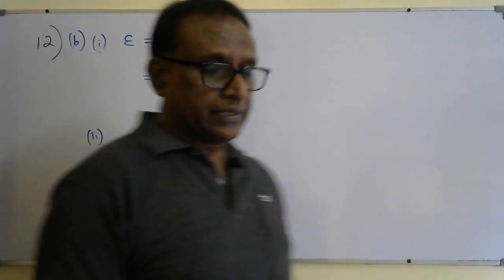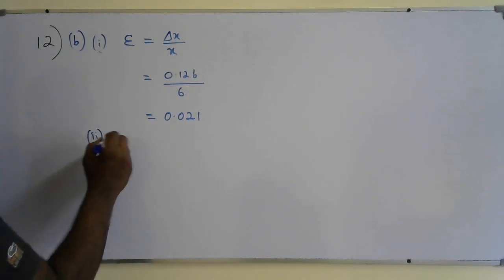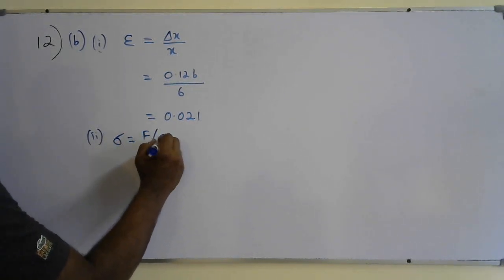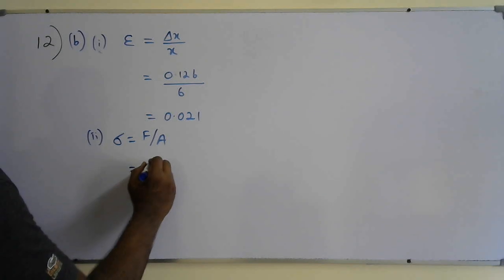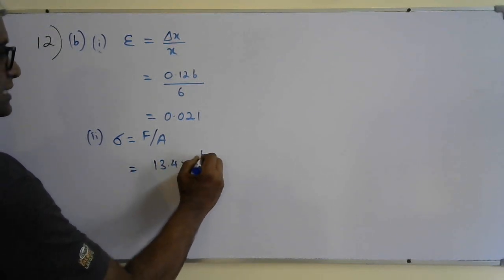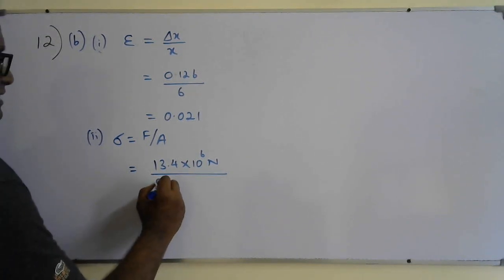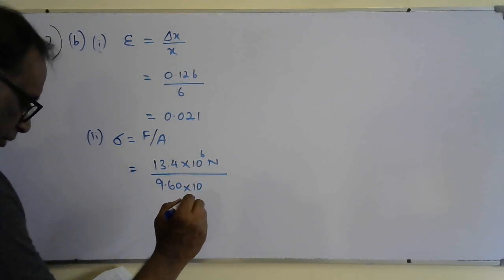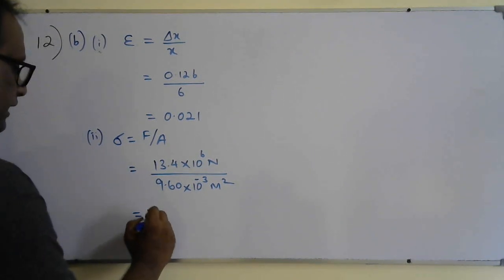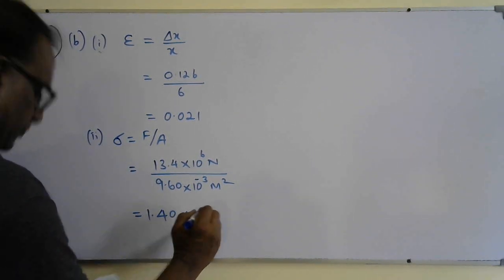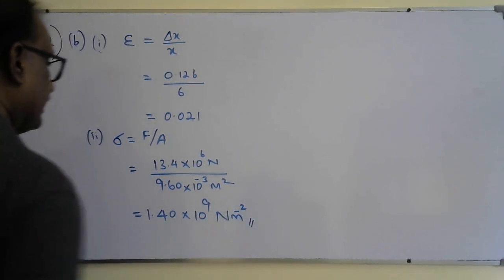Second part, calculate the stress of the cable at the elastic limit. Stress is equal to force over area. So stress is equal to the applied tensile force over the area of cross section. So that is 13.4 × 10^6 Newton divided by the area of cross section given, 9.60 × 10^-3 meters squared. So that's going to be 1.40 × 10^9 Newton per meter squared, or Pascal. Either way you can give it.